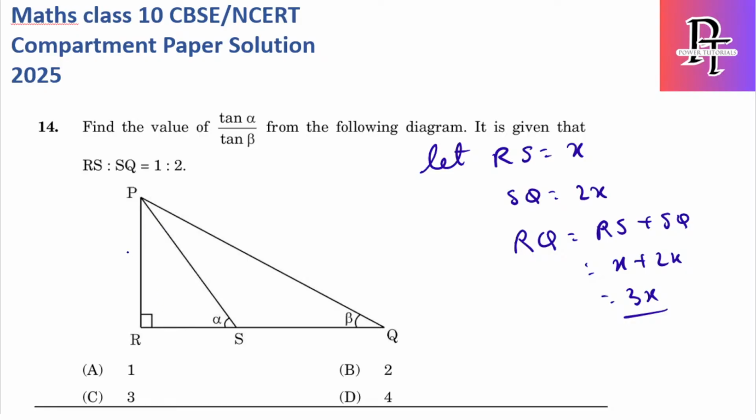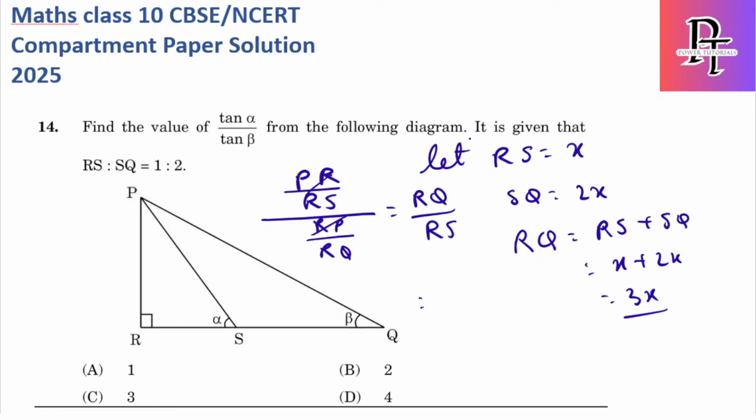Opposite by adjacent side. Opposite is PR by RS. So let me write it here, PR by RS whole by tan beta. Tan beta is again opposite side by adjacent side, which is PR by RQ. So PR gets cancelled out, and I can write the final expression as RQ by RS.